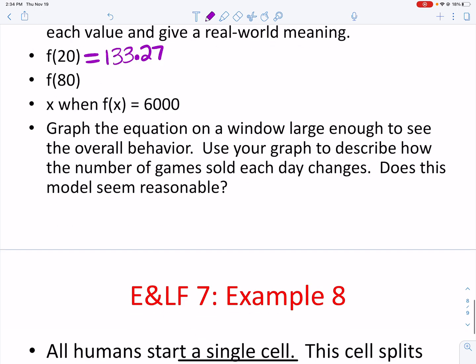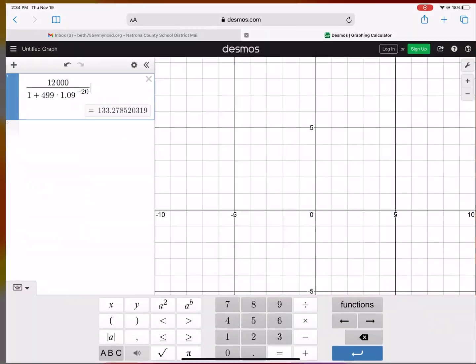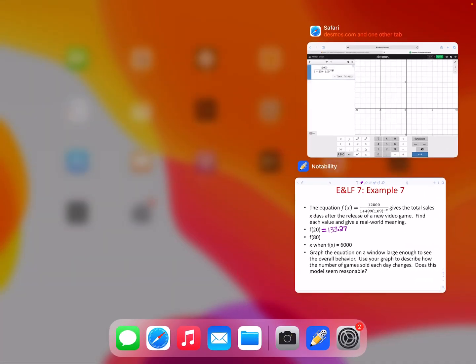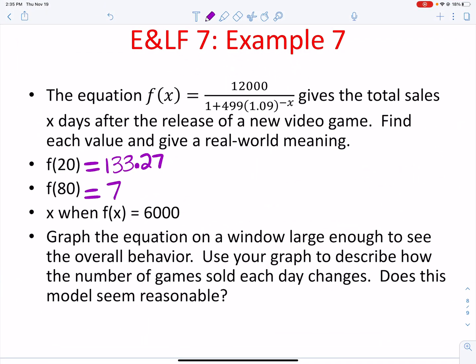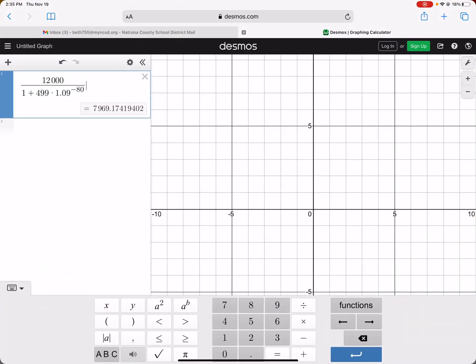And so then they want me to do the same thing, but they want me to put 80 in. So I'm going to go back to here. I think I can just delete that and put 80, because it would be a negative 80. So I get 7,969.17.